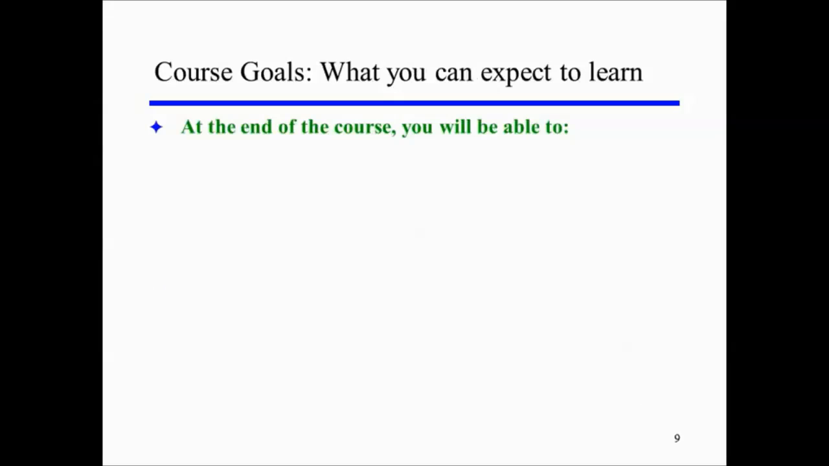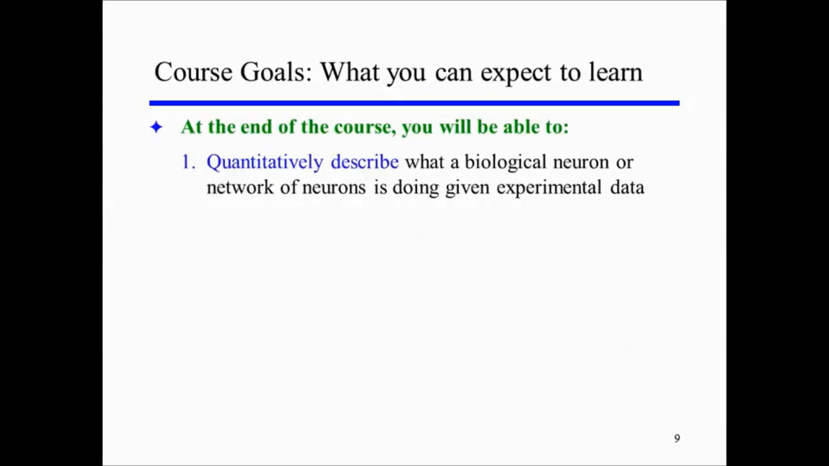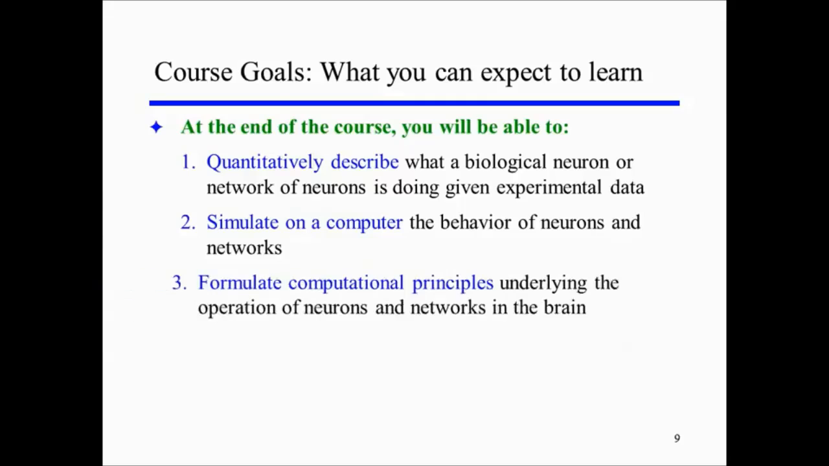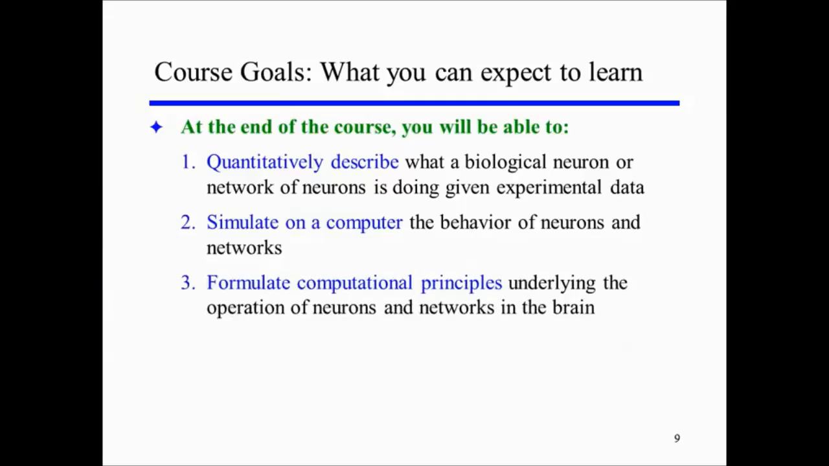So let's end with some of the goals of the course. In other words, what can we expect to learn in this course? Well, at the end of the course, you should be able to, first of all, quantitatively describe what a biological neuron or network of neurons is doing, given some experimental data that perhaps you got from your neuroscientist friend. Secondly, we would like to be able to simulate on a computer the behavior of neurons or even networks of neurons. And finally, you should be able to formulate computational principles that would help explain the operation of certain neurons or networks in the brain.